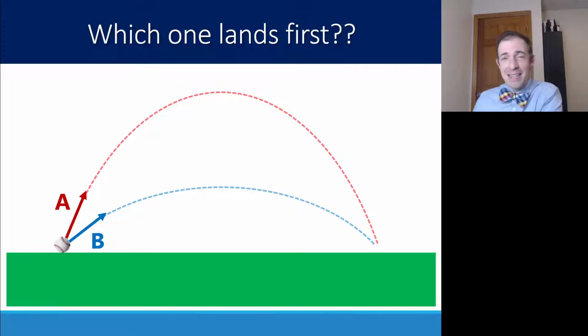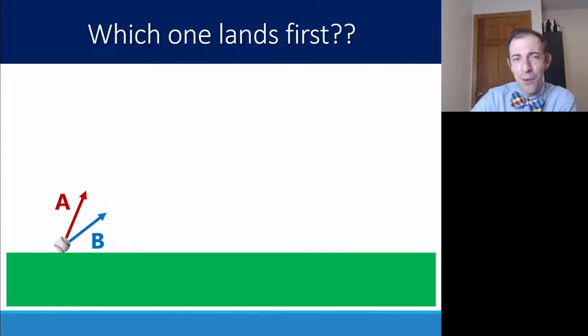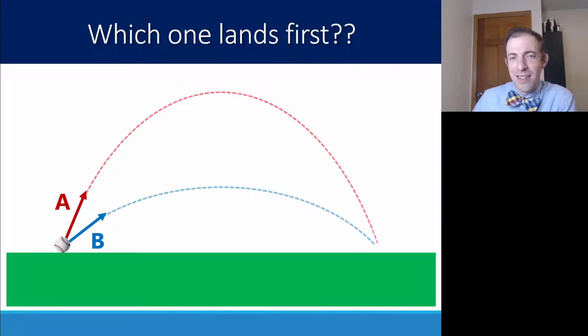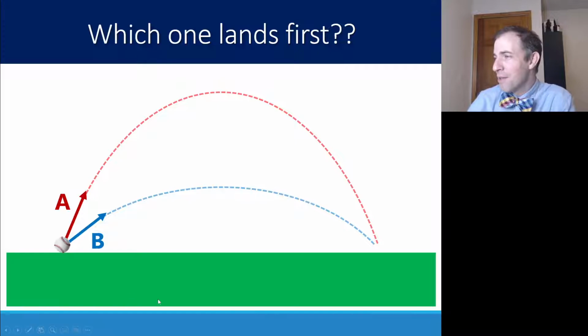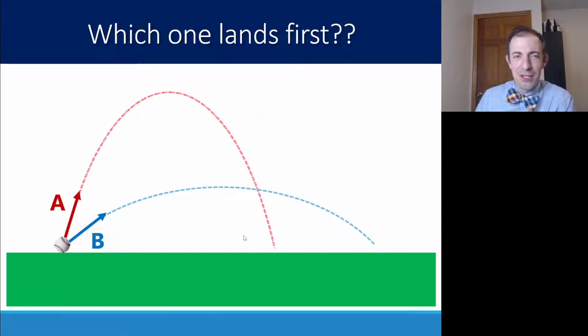Now, something like this is actually pretty straightforward, and your gut is correct. If I were to trace this out and watch the journey, you can see it takes a lot longer for A to make that arc than it does for B, that more flat-lined version. B landed first.